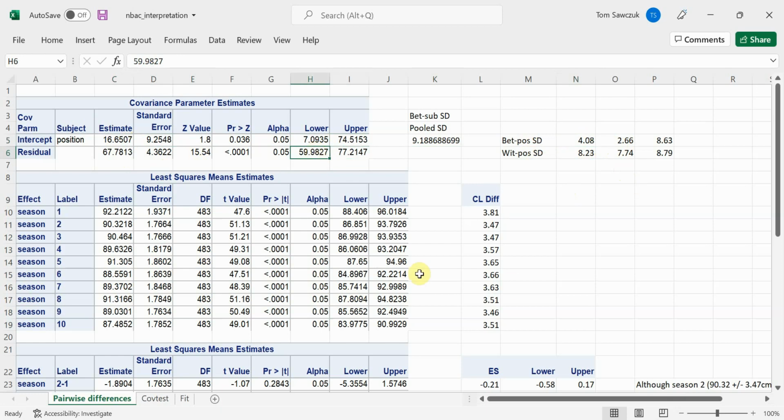We've also calculated the confidence limit difference. And the easiest way of doing this, with the least square means estimates, because they're normally distributed, is just to take the 96 centimetre upper and subtract the estimate, and that'll give you the difference on both sides.